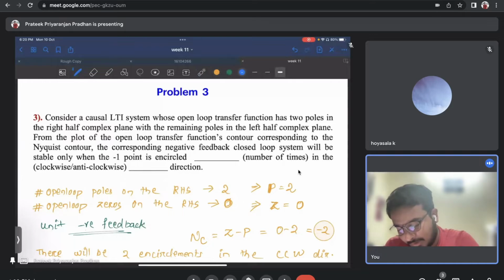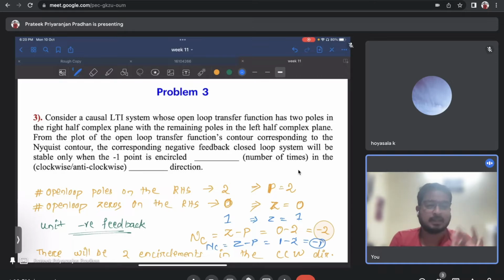If it had been 1, then Z would have been 1 and N_C will be Z minus P, which will be 1 minus 2, which is -1. That means one encirclement in the counterclockwise direction. I hope this is clear. Should I go to the next question?